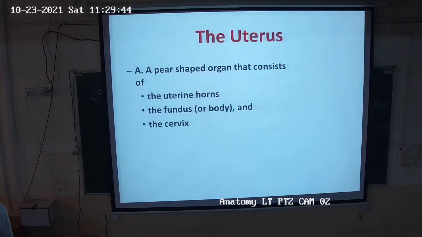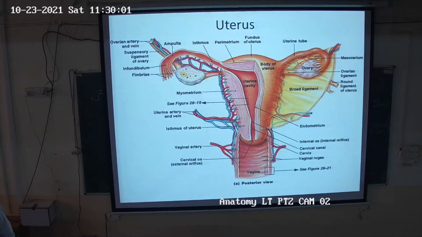Now uterus, pear-shaped body. It has fundus, body and cervix, and the part which is in the form of canal below the external os is vagina. The fundus part is above the attachment of the fallopian tube, dome-shaped part. Then the main part is the body. Then the constricted part is cervix. Now coat of the uterus, there are three main layers.